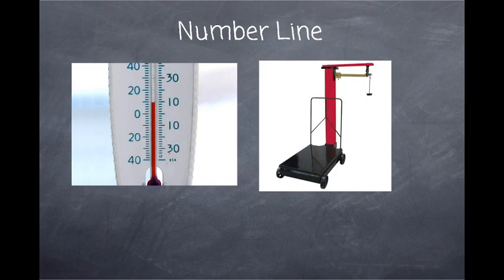So have you seen any objects that have numbers in a line? If you take the first object, that is a thermometer. If you take the second object, it's a weight scaler. In both, we can see that there are numbers on the line.